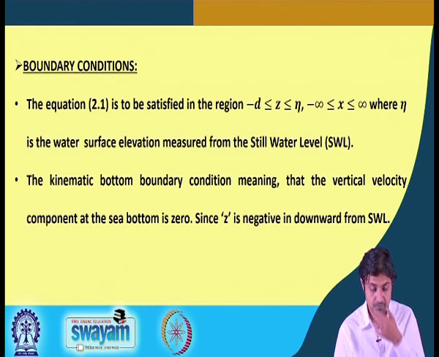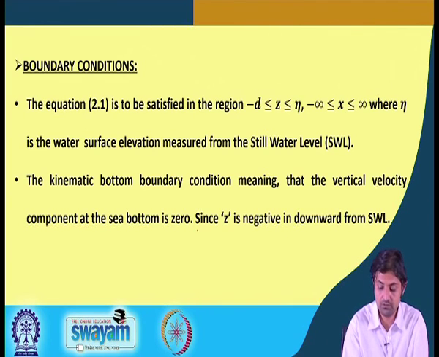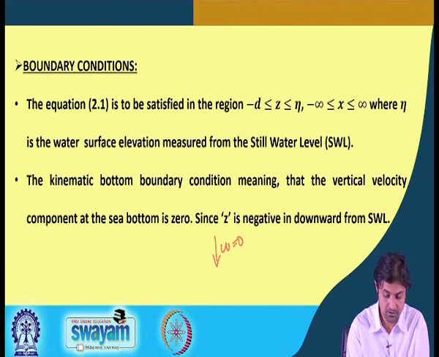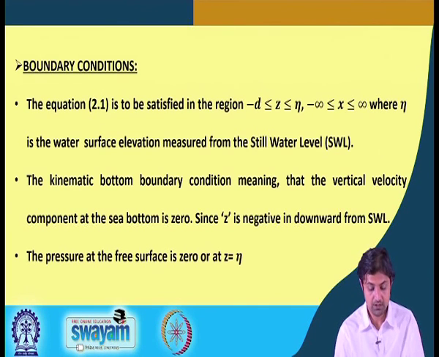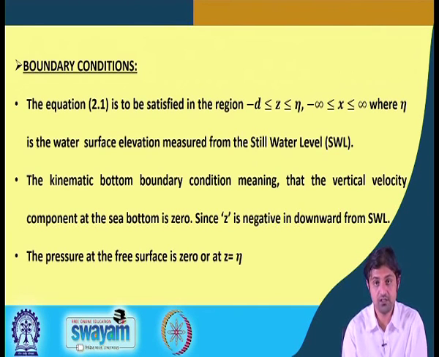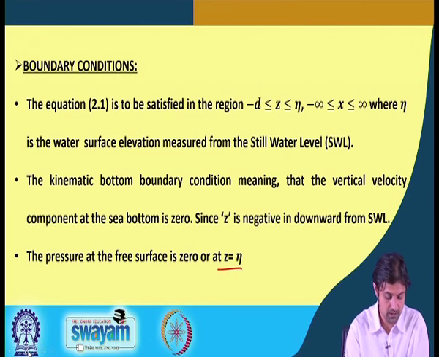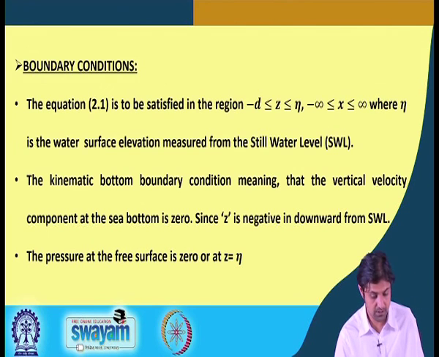All right. The kinematic boundary condition means that the vertical velocity component at the sea bottom is 0, because at the sea bottom we have already seen that w should be 0. This is one of the conditions. And the pressure at the free surface is 0, atmospheric pressure, but we have assumed it to be gauge pressure, so p is equal to 0 at z is equal to eta. These are the boundary conditions.